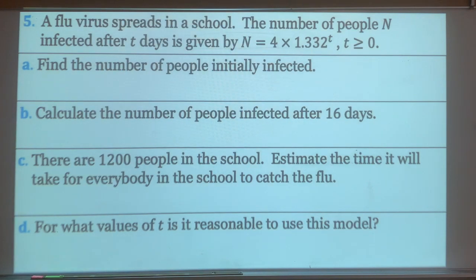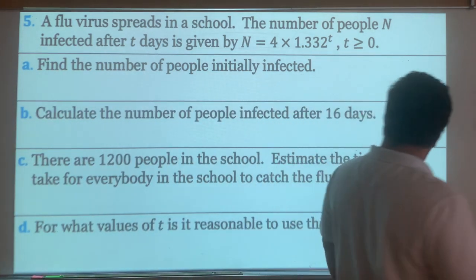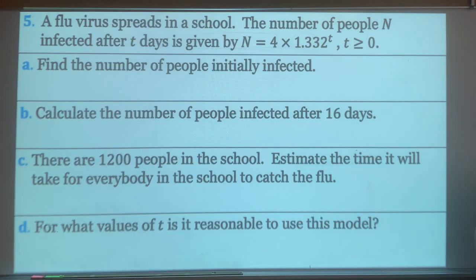All right, next problem, number 5. What you're gonna do here is find the number of people initially infected with a flu virus that spreads through a school. The number of people N infected after T days is given by N equals 4 times 1.332 to the T, where T has to be greater than 0, meaning you can't go back in time.